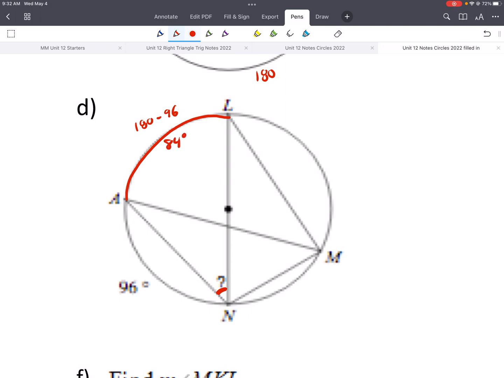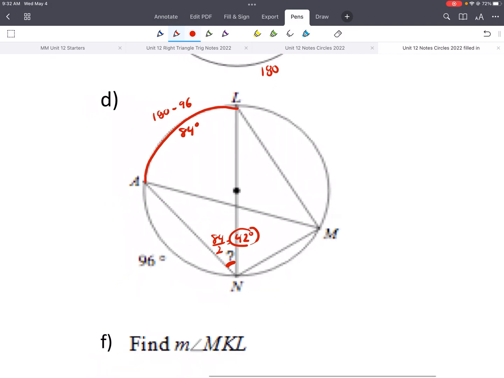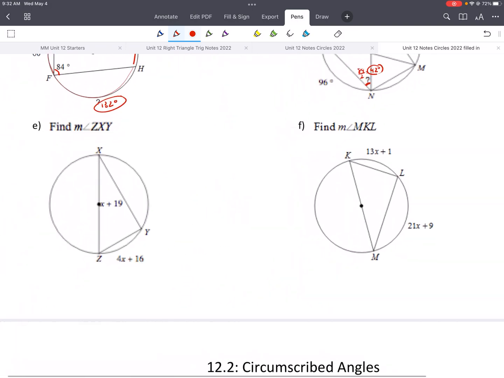Then we know that the arc is related to the angle, so we just divide it by 2. 84 divided by 2 is 42. All right, looks like we have 2 more.